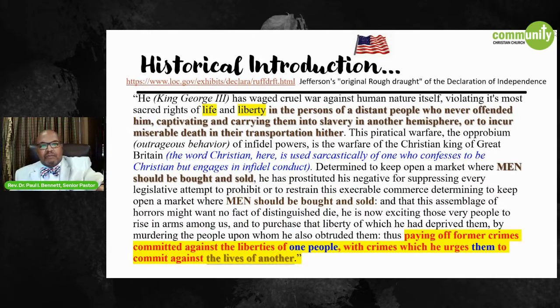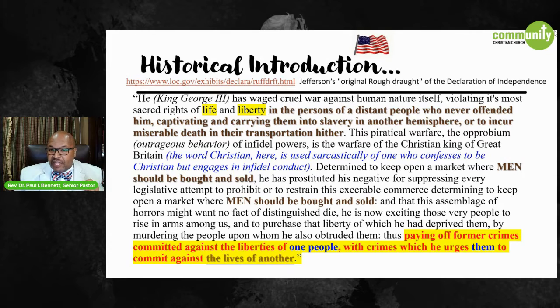Now, I've put the website here because this is taken straight from somebody else's work, and I wanted to make sure that I credited it as I should. We're looking at Jefferson's original rough draft of the Declaration of Independence before it was edited, and I want to show you what was taken out. It says, he, speaking of King George III, has waged cruel war against human nature itself, violating its most sacred rights of life and liberty.